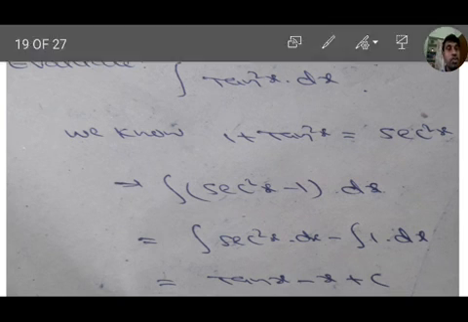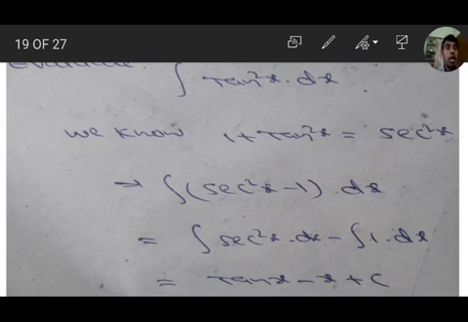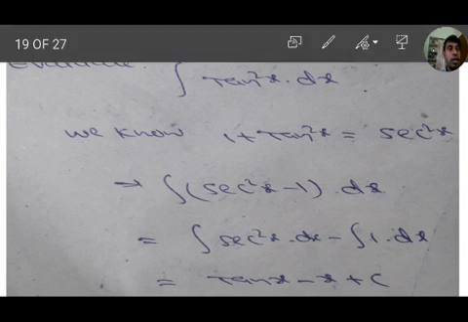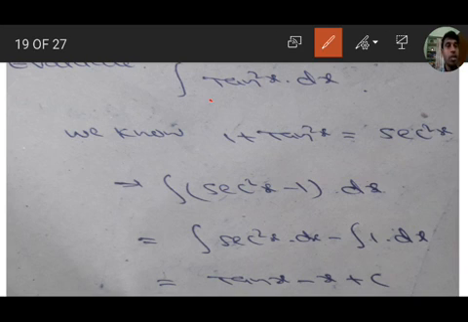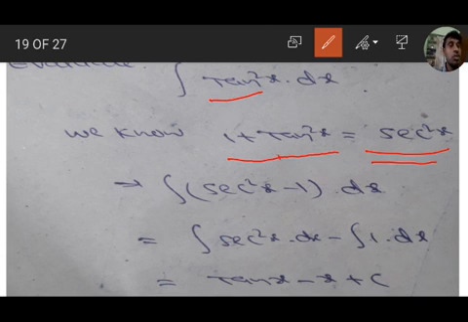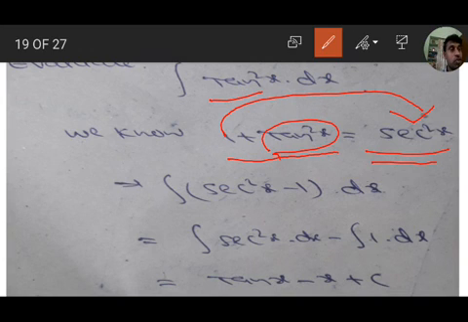Evaluate integration tan square x dx. We don't have the formula for tan square. In trigonometric functions, we have the formulas for sin x, cos x, sec square x, cosec square x, sec x into tan x, cosec x into cot x. For tan square we don't have the formula, so we need to simplify it. We know from the trigonometric identities, 1 plus tan square x equal to sec square x. So tan square x equal to sec square x minus 1.